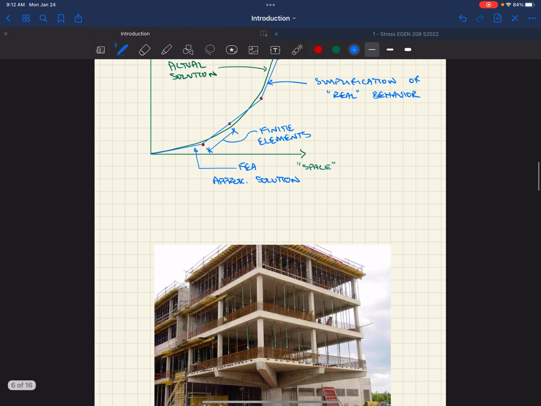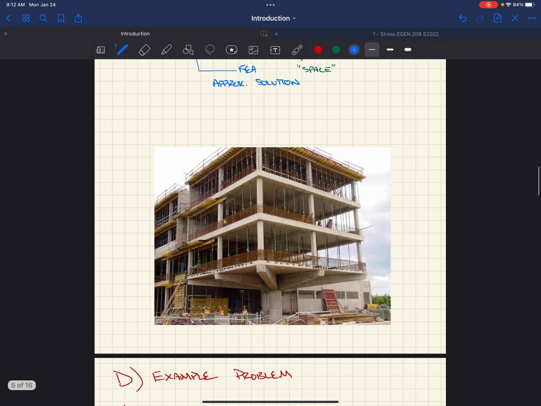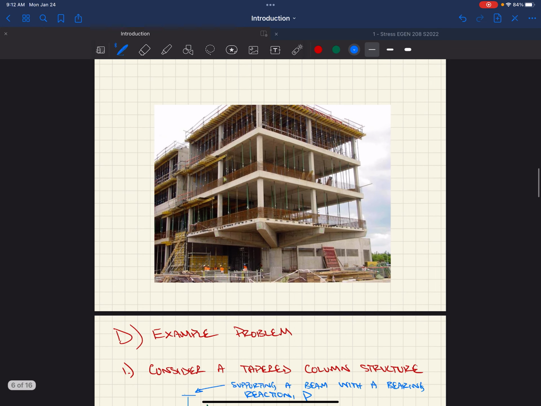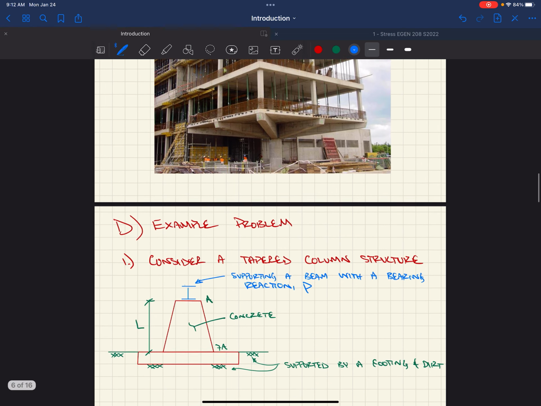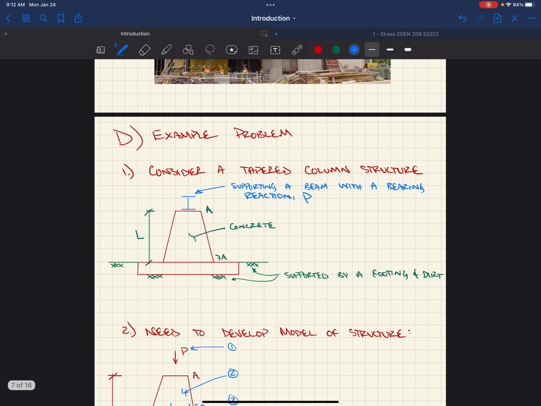So let's just do a very simplified example. Okay. This is a real structure somewhere. I went out and found it somewhere just to try and give some context to the example we're going to do. But we have a concrete structure, and it ends up down at the bottom with this one concrete column. And if we looked at a concrete column, let's consider a tapered column in our case. And it supports a beam or some other structural elements at the top of it. We're supporting a beam with a bearing reaction, we call it P.